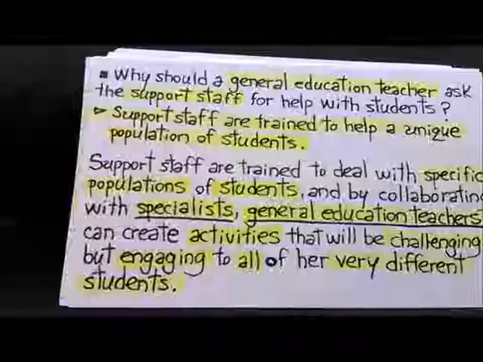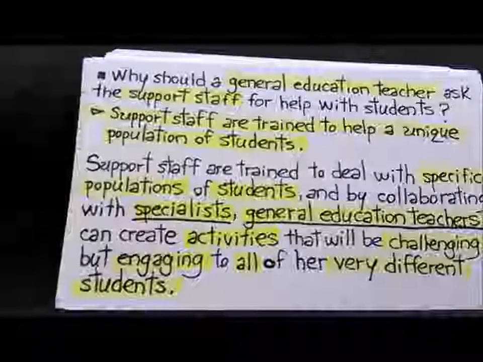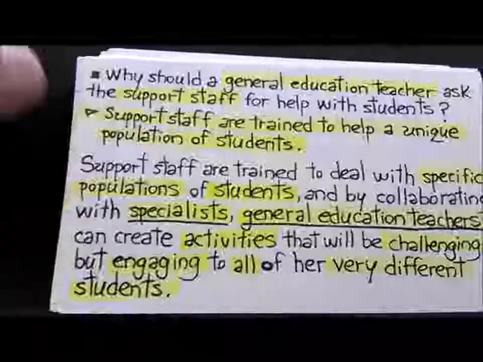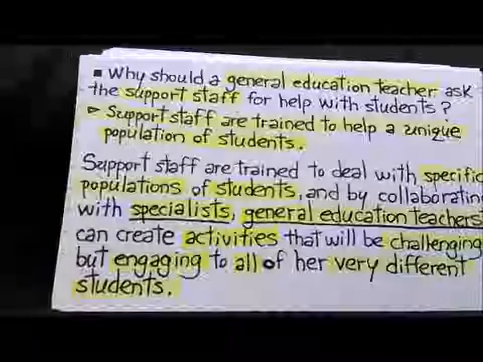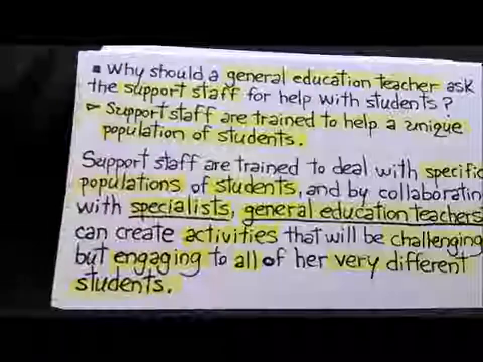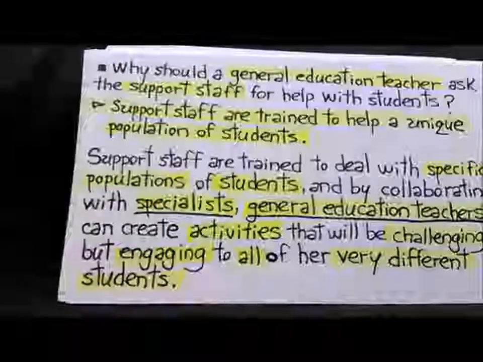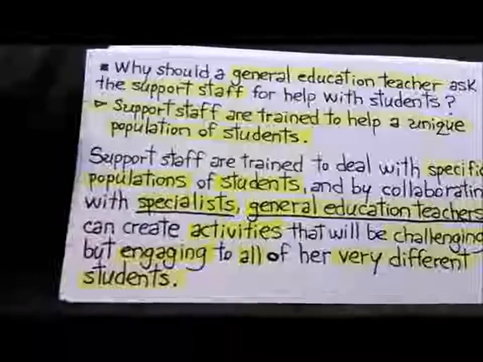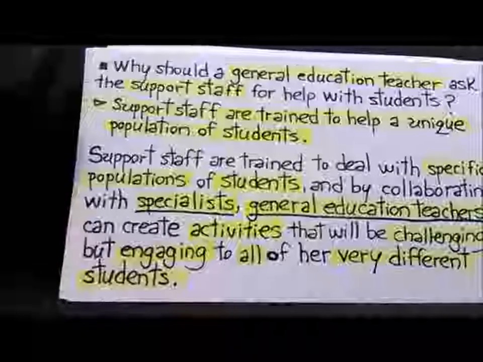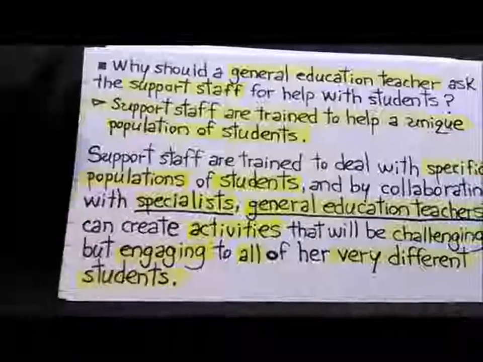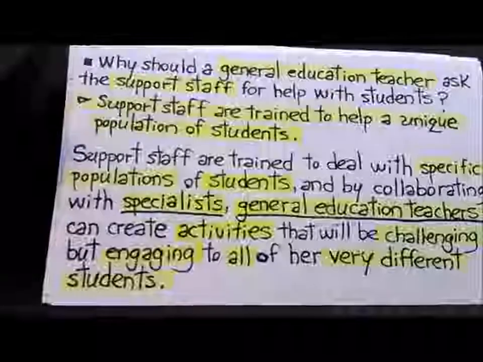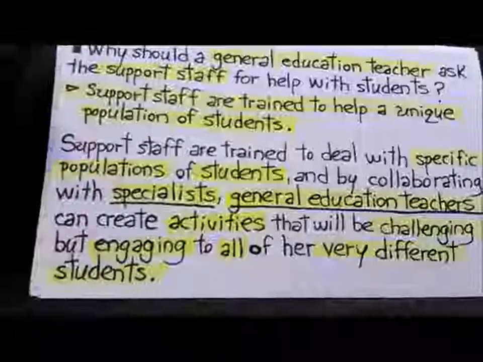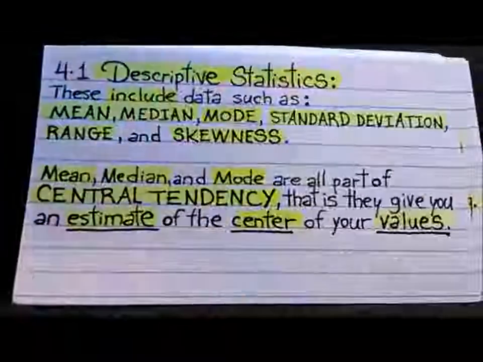Why should a general education teacher ask the support staff for help with students? Because support staff are trained to help a unique population of students. Support staff are trained to deal with specific populations of students, and by collaborating with specialists, general education teachers can create activities that will be challenging but engaging to all of her very different students.